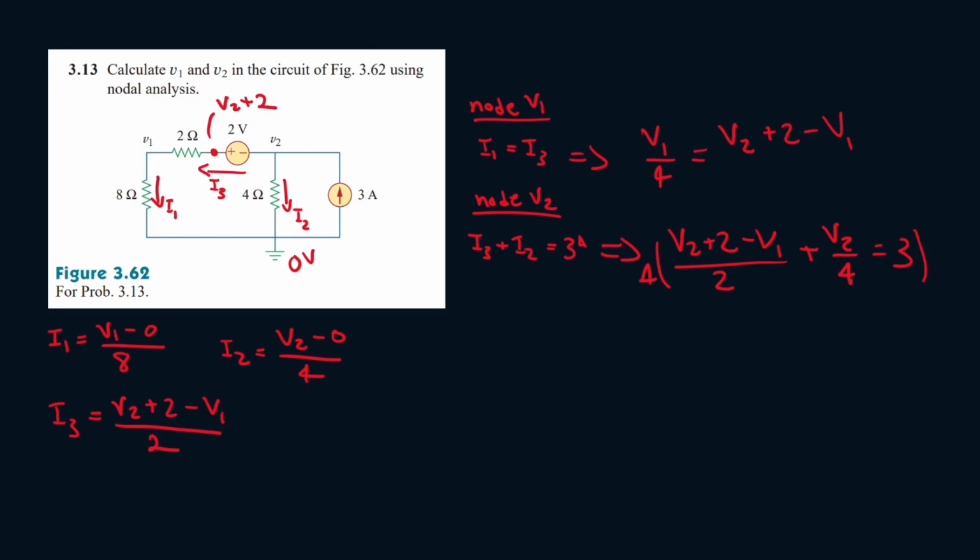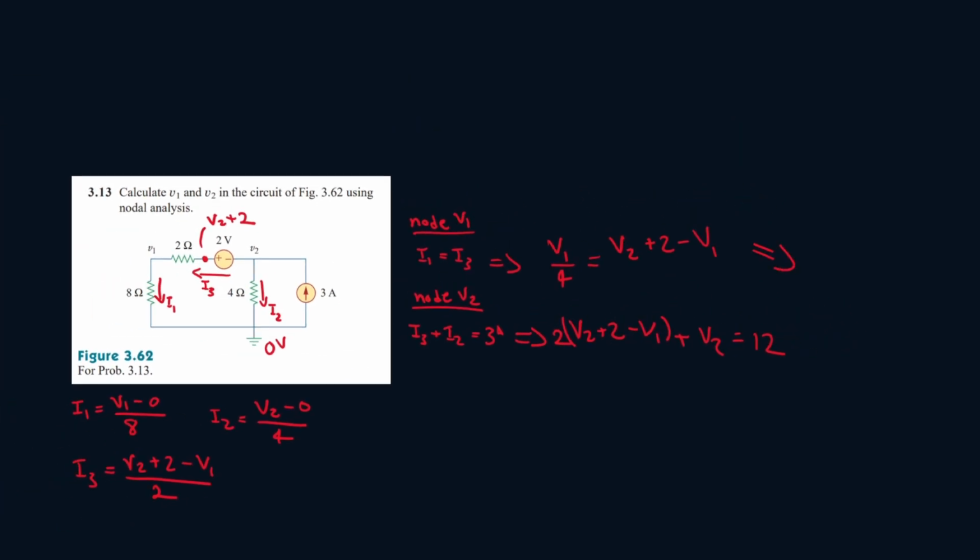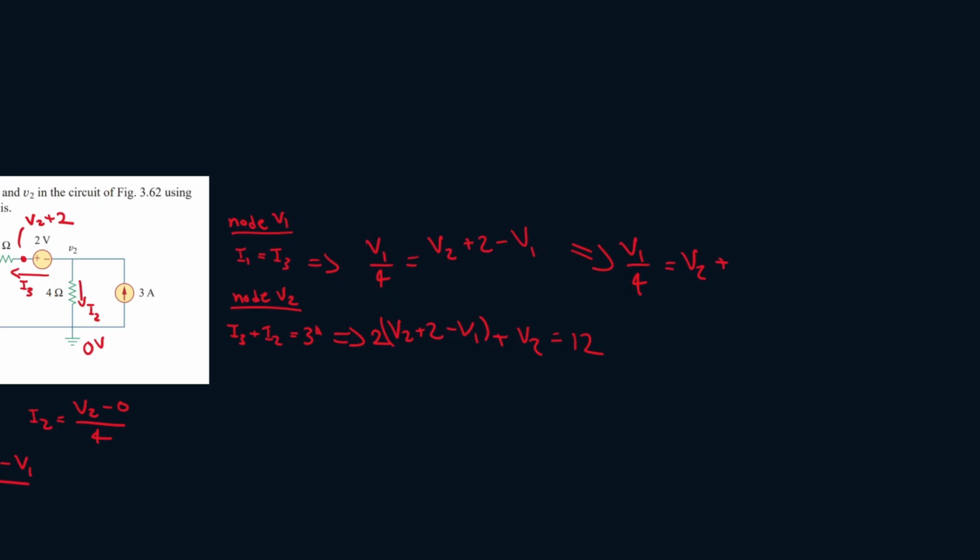So this is 4 over 2, which is just 2. And since we're timing this side by 4 as well, it'll just be V2. And then 4 times 3, that's 12. Alright, so this looks much neater. So now we have V1 over 4 equals V2 plus 2 minus V1. And this one, let's FOIL the 2 in. So it will be 2V2 plus 4 minus 2V1 plus V2 equals 12.